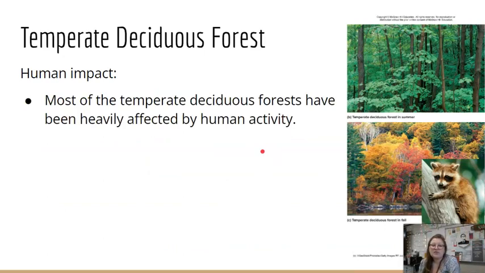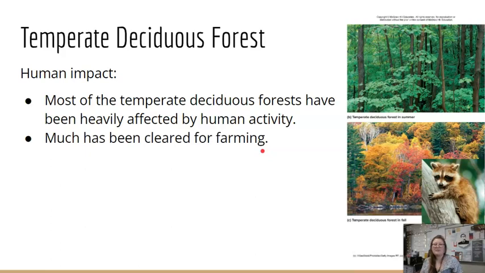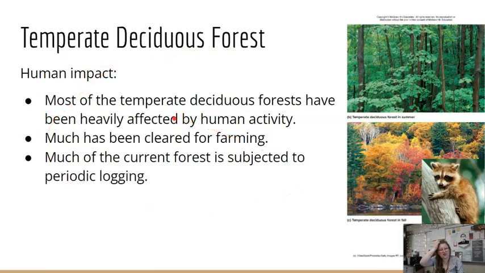So human impact: most of the temperate deciduous forests have been heavily impacted by human activity. Much has been cleared for farming. Anywhere that's temperate, that means it's pretty comfortable for us to live. And forests, again, we like to cut down trees for wood. That's how we build houses. So the human impact is going to be really heavy here.